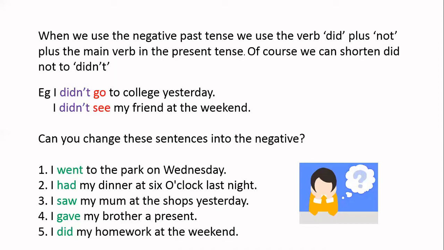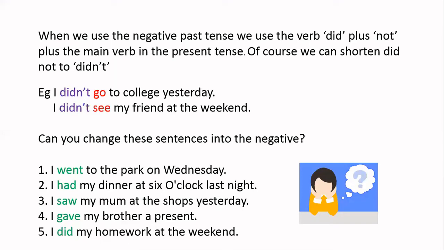Number two, what would that be in the negative past tense? I had my dinner at 6 o'clock last night. So that would be, I didn't have my dinner at 6 o'clock last night. Number 3, I saw my mum at the shops yesterday. So that would be, I didn't see my mum at the shops yesterday.